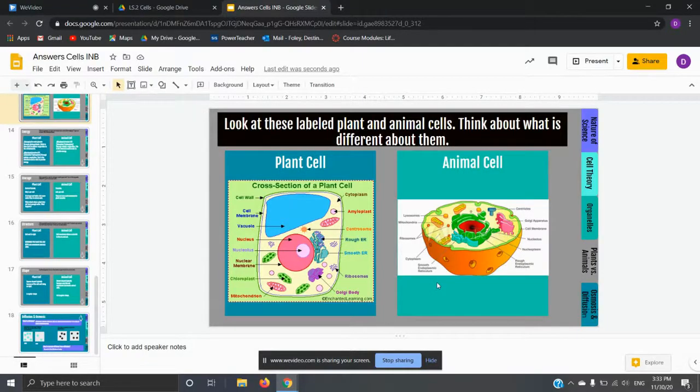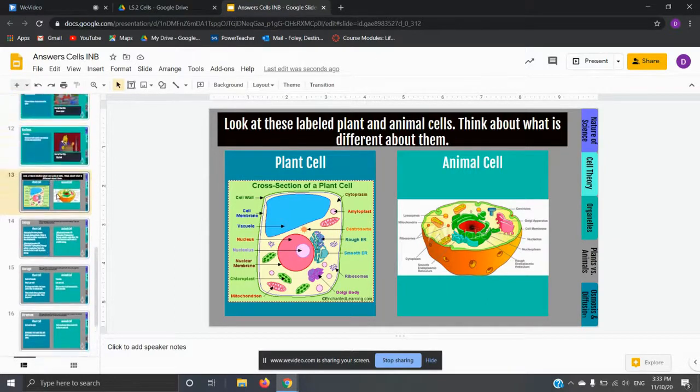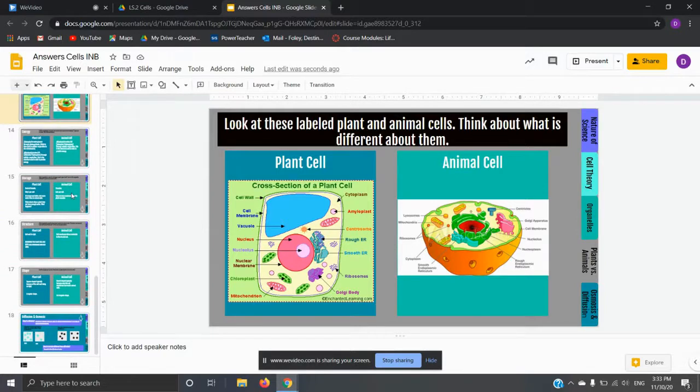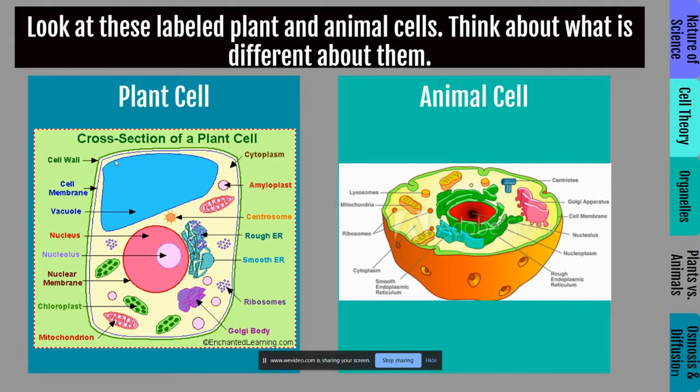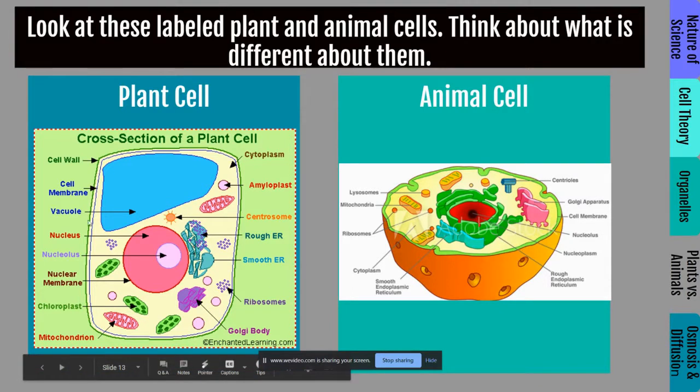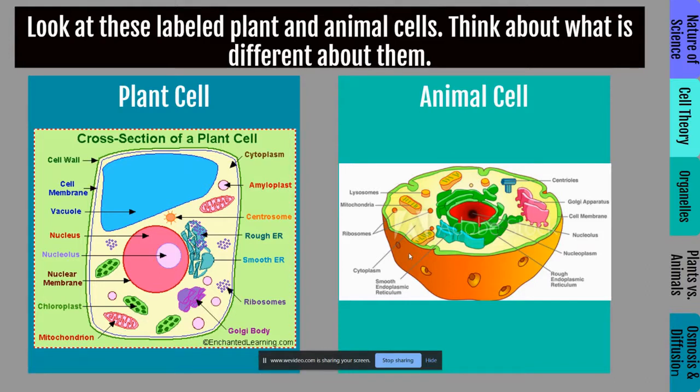All right, not the last, but the last part of talking about specifically cells is going to be the difference between plant cells and animal cells. So I went ahead and presented this so we can start looking at these labeled plant and animal cells and noticing what's different about them. The first thing off the bat that you may notice is that their shape is very different. The plant cell here is square, and the animal cell is a circle. Okay, so that might be something that you notice.